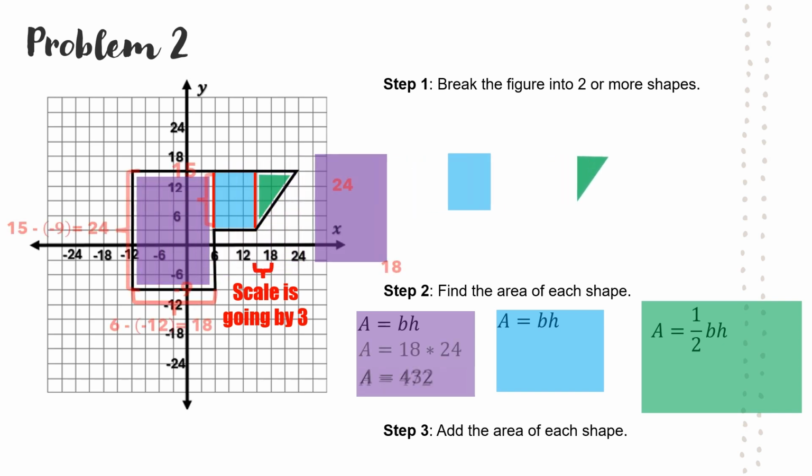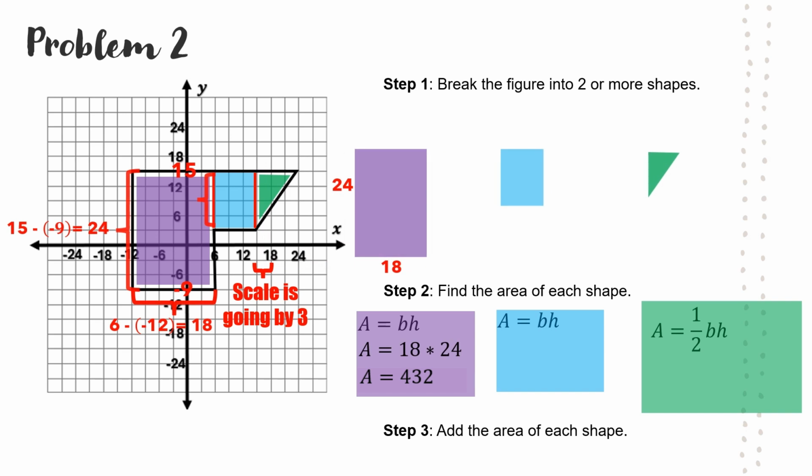Once again we can either have a rectangle and trapezoid or two rectangles and a triangle. Next we will find the base and the height of the big rectangle. To find the height we will subtract the highest point from the lowest point, so 15 minus -9 is 24, for the base we will subtract the right point from the left point, so 6 minus -12 which is 18. Now that we know the base and the height of the big rectangle we can multiply them to get that the area of the big rectangle is 432.